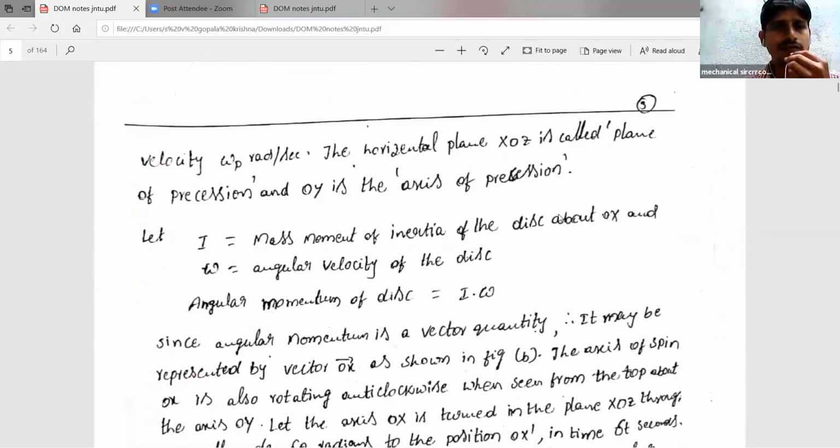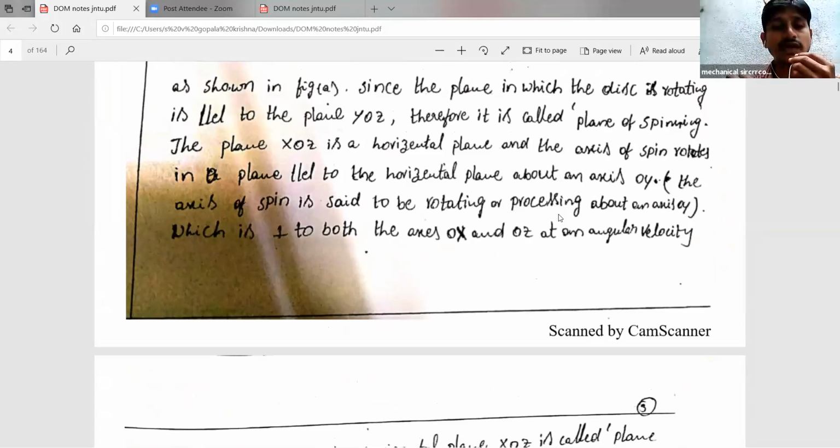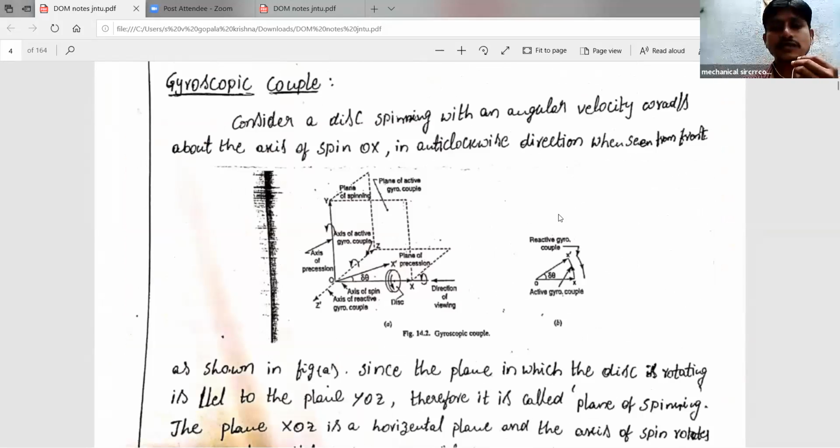Not only aeroplanes. Okay, wherever you have motion parts, the arrangement of a spinning disc and spinning axis, that means a shaft. For example, shaft and gear, wheel and wheel axis, shaft and bearing, propeller and propeller shaft. Where we have this arrangement, those places generally show the gyroscopic couple.